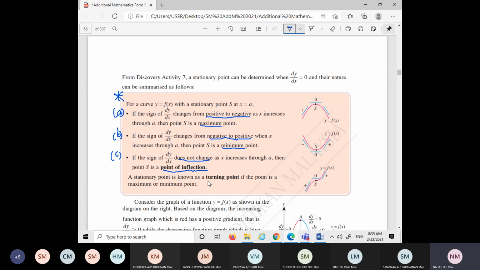So for your information, just like I have mentioned already, a stationary point is known as a turning point if the point is a maximum or minimum point. Therefore, a point of inflection is not a turning point. So this is the concept.